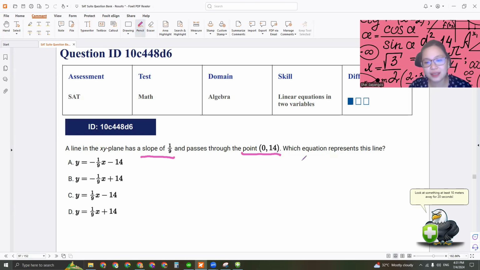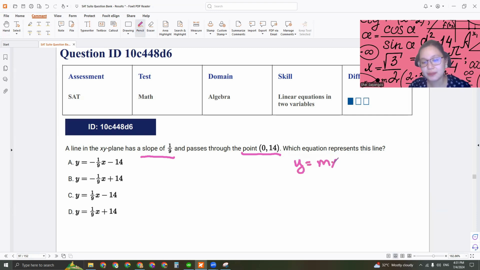In SAT, it's really crucial to know these linear equations. y equals mx plus b and y minus y sub 1 is equal to m times x minus x sub 1.